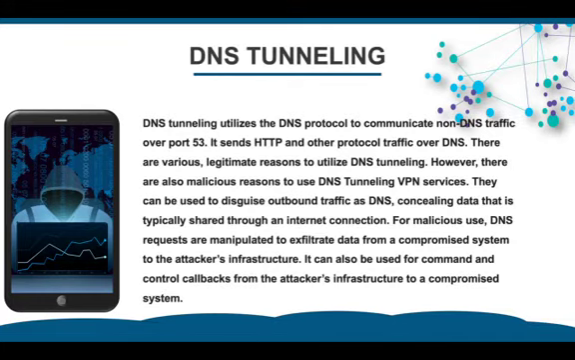And then we have DNS tunneling. DNS tunneling utilizes the DNS protocol to communicate non-DNS traffic over port 53. It sends HTTP and other protocol traffic over DNS. There are various legitimate reasons to utilize DNS tunneling. However, there are also malicious reasons. DNS tunneling VPN services can be used to disguise outbound traffic as DNS, concealing data that is typically shared through an internet connection.